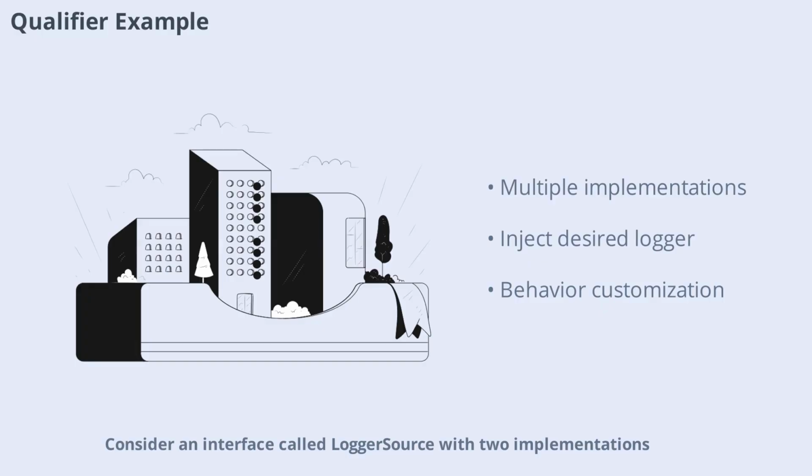Consider an interface called LoggerSource with two implementations, MemoryLogger and Database Logger. By defining custom qualifier annotations for each implementation, you can inject the desired logger into your components. This technique is valuable for scenarios where different behaviors are needed, such as logging to memory or a database.